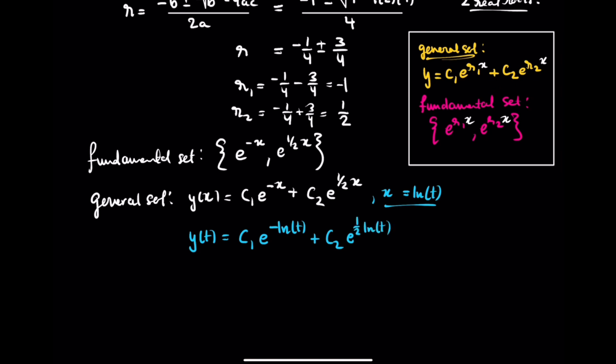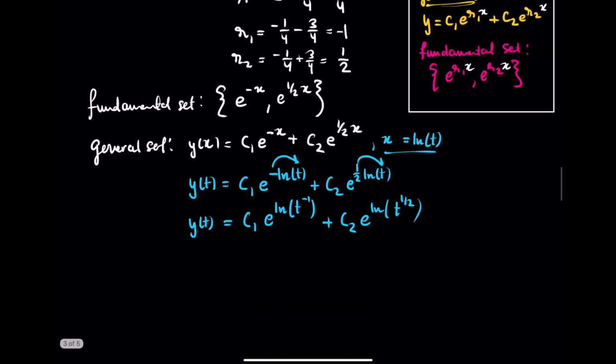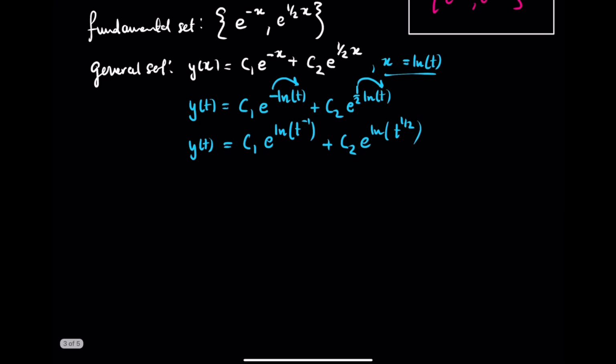And so then y(t) is equal to c1, actually it should be more clear, we bring the constant in here, same thing with this, so e to the ln of t to the minus 1 plus c2 e to the ln t to the 1/2, and whatever is the argument of ln in an e to the ln is simplified to just that argument. So that's just c1 t to the minus 1 plus c2 t to the 1/2, and this is the value of y(t).